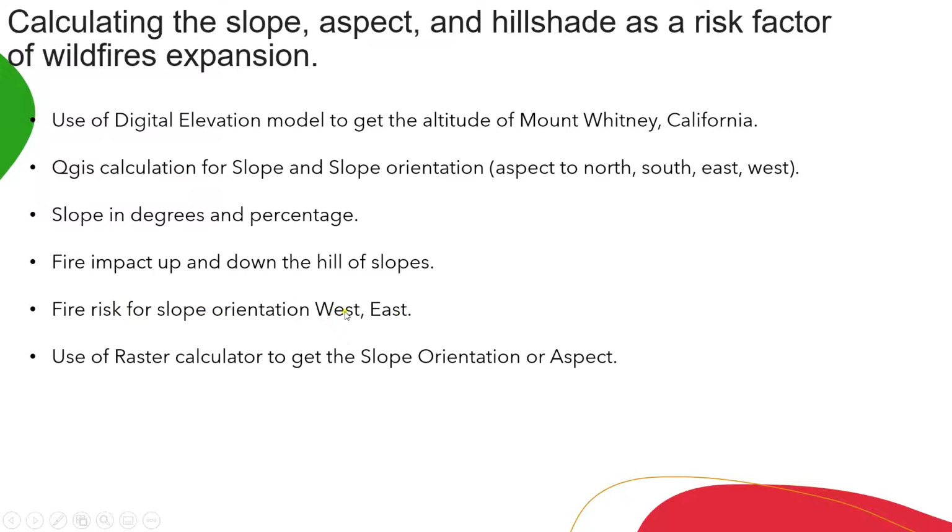Okay, and we are going to use the raster calculator to get the slope orientation or aspect, because the western facing slope has a higher risk of wildfires compared with the eastern facing slope, because of the position of the sun.